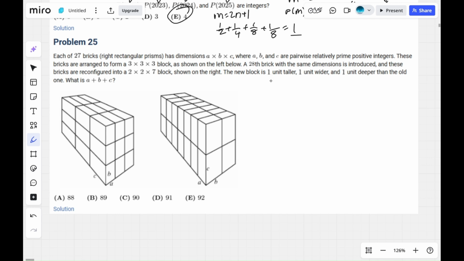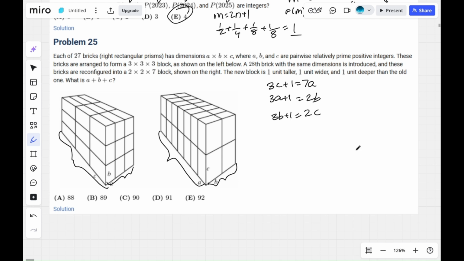So basically what you see is that what they're giving you is 3c plus 1 is equal to 7a, which is this and this. And then 3a plus 1 is equal to 2b, which is this and this. And finally, 3b plus 1 is equal to 2c. After you get these 3 equations, you can solve for a, b, and c.